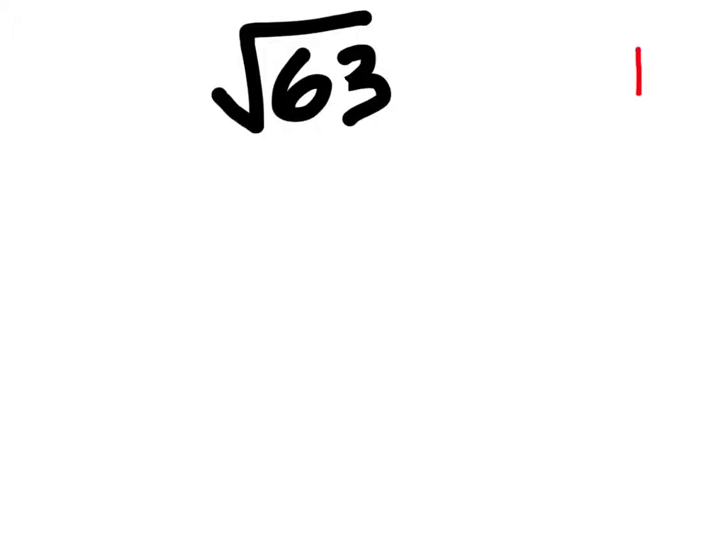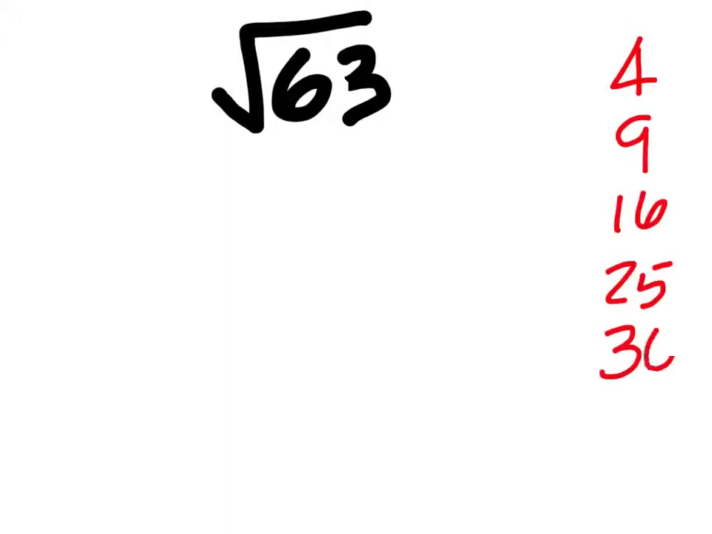Your list of perfect squares: 4, 9, 16, 25, 36, 49. Half of 63 is 31 and a half. 31 and a half falls in there. So that means anything above that on the list is possible.